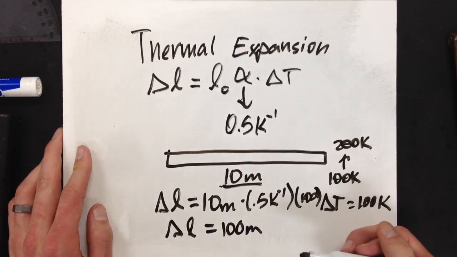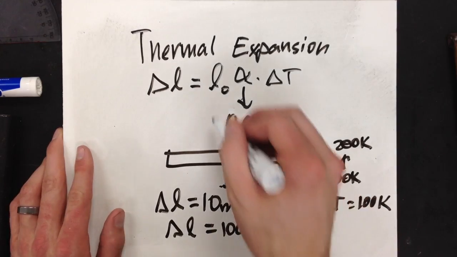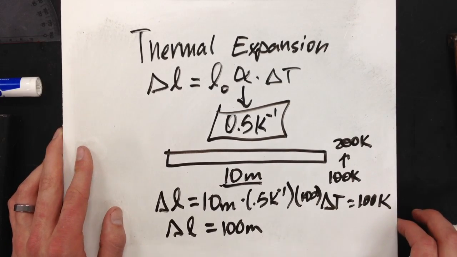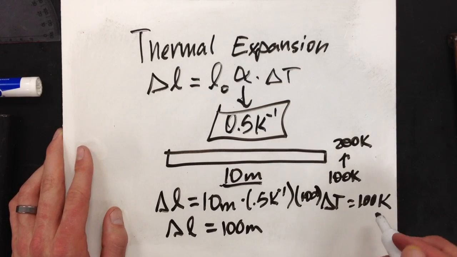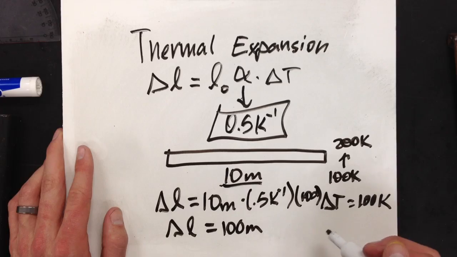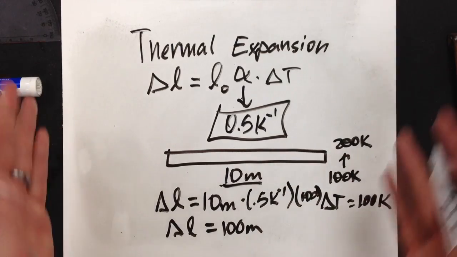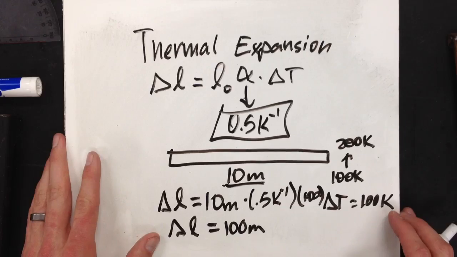So the change in length would be huge, which is why that linear expansion coefficient is a ridiculously high coefficient. Heating something 100 degrees Kelvin isn't going to make it many times longer than the original length. But this would just be a hypothetical type of question.